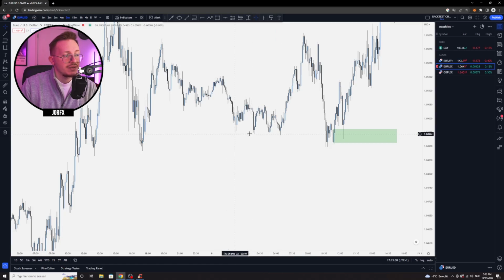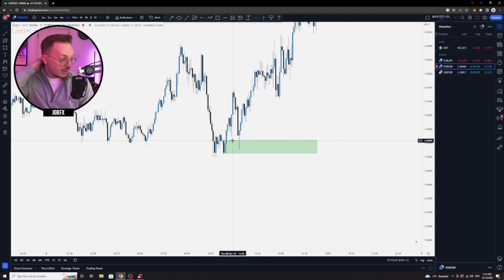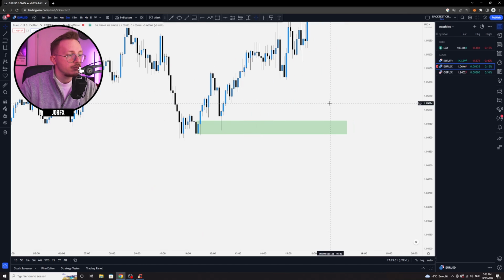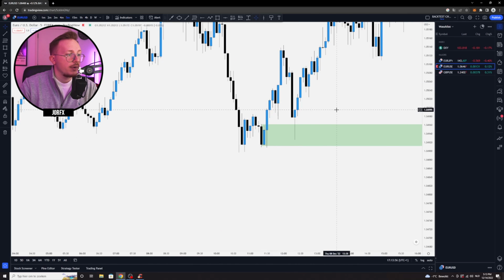But as you can see, liquidity is right here. So as I explained, market wants to take these out. It did right here. You have this order block right here. It reacted off this, came back to this order block, and it was gone. So how could we trade this the most optimal in my opinion?